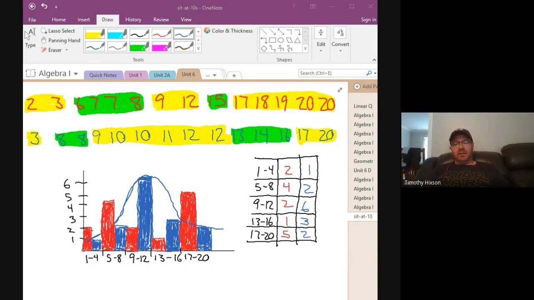And I hope you guys can get this pretty well and be all ready for our quiz on Friday over skew and outliers.